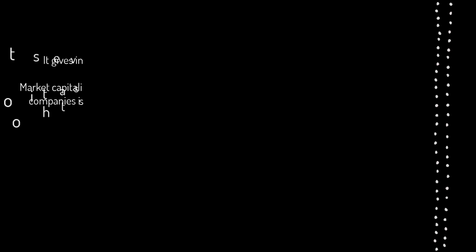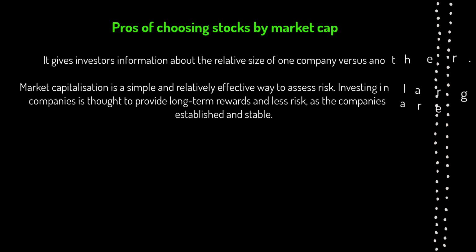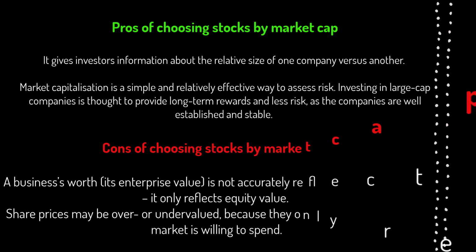Market capitalization is commonly used to help inform decisions about which stocks to invest in because it gives investors information about the relative size of one company versus another. This is why investors tend to split stocks into categories based on their market capitalization, again usually large cap, mid cap, and small cap. Market capitalization is a simple and relatively effective way to assess risk.